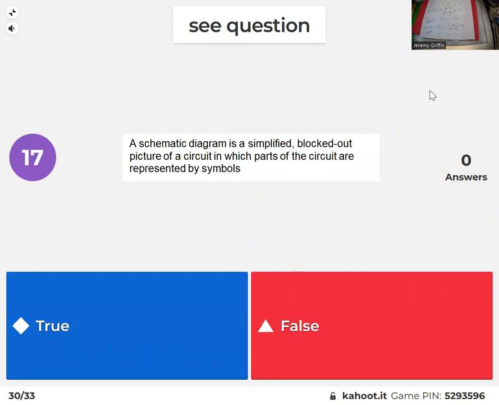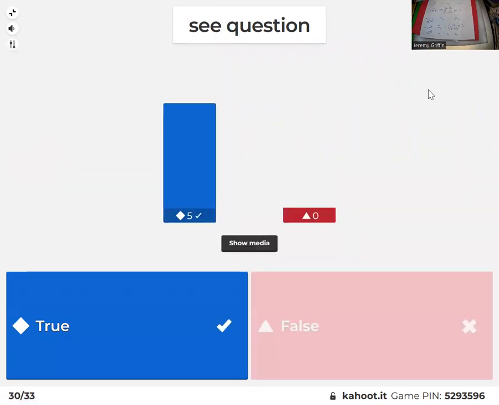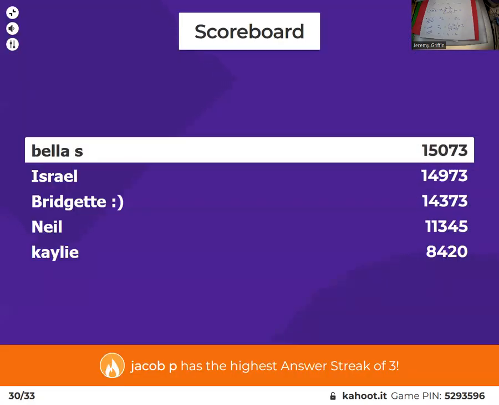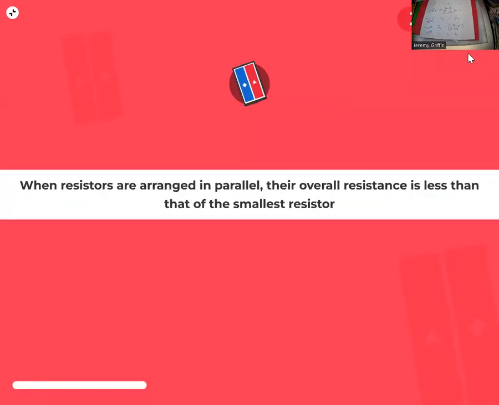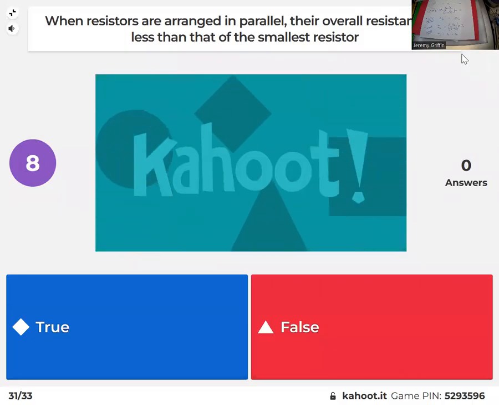A schematic diagram is a simplified blocked out picture of a circuit in which parts of the circuit are represented by symbols. Yeah, true. Right. We're doing lots of schematic diagrams. True story. When resistors are arranged in parallel, their overall resistance is less than that of the smallest resistor. Is that true?